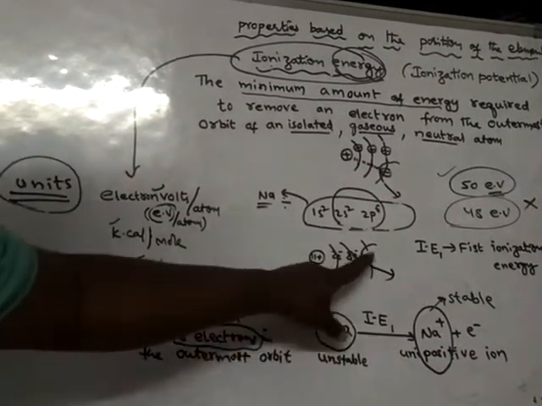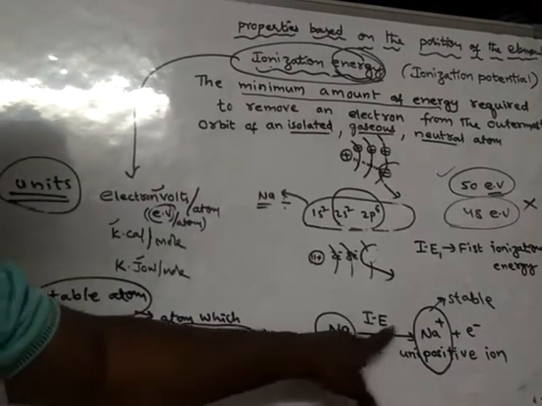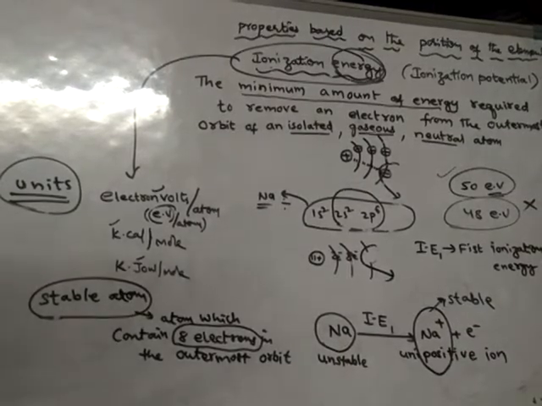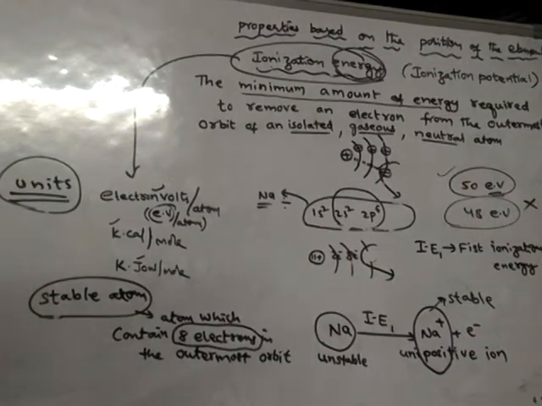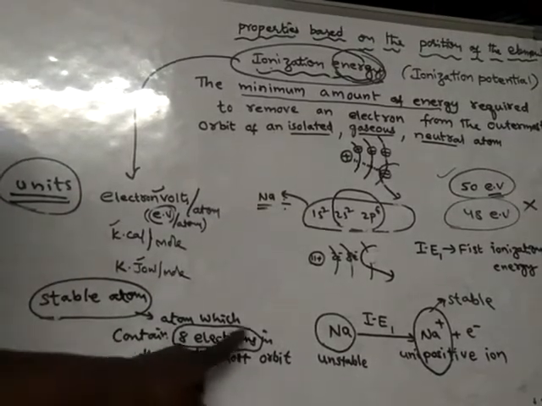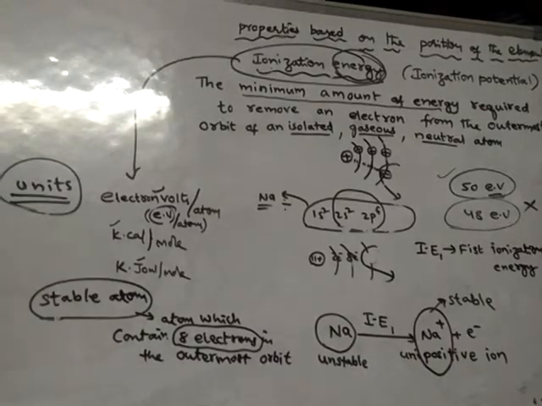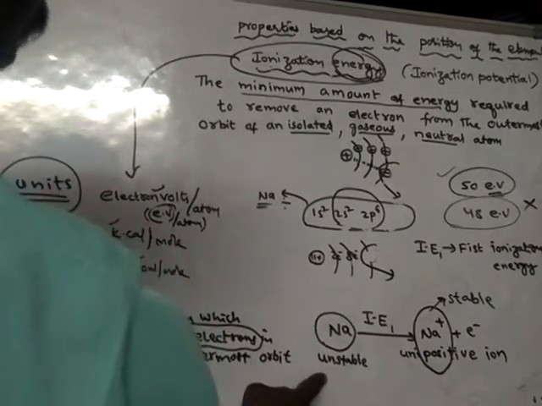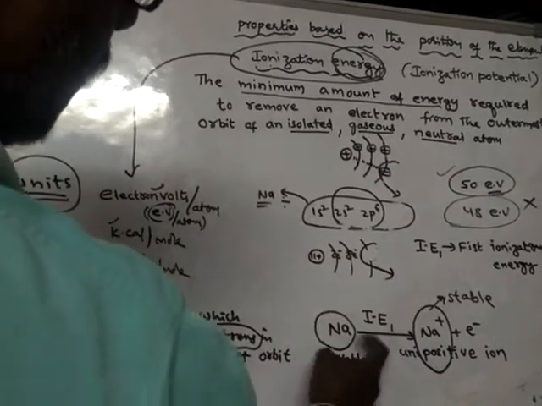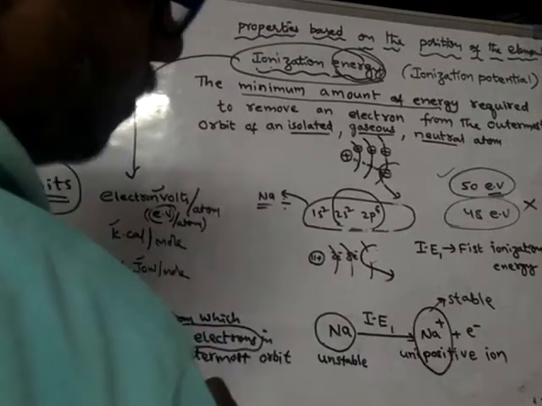See, I have taken one electron from the sodium atom. That is why it is said to be first ionization energy. Did you all understand what a stable atom is? A stable atom means an atom which contains 8 electrons in its outermost orbit. So sodium is an unstable atom, but after removal of one electron by spending first ionization energy, the thing which is formed is a stable one.